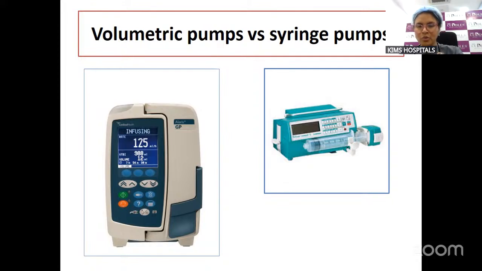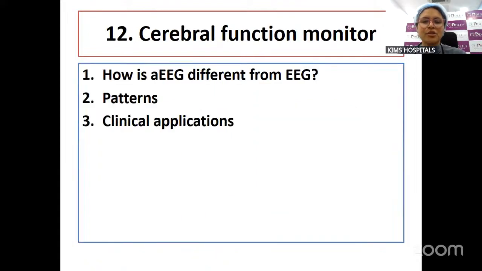So this can be useful for nurses to promptly identify and suitably replace the syringe or change the intravenous line if there is extravasation.